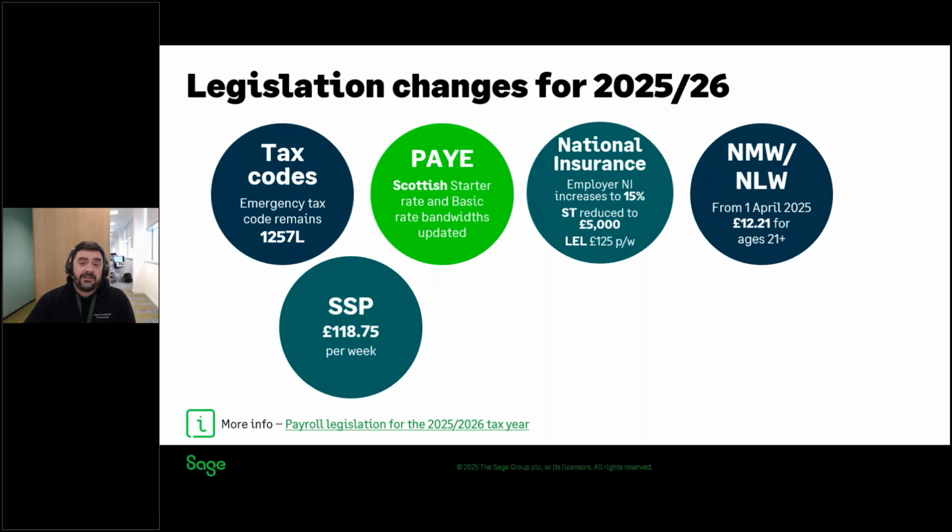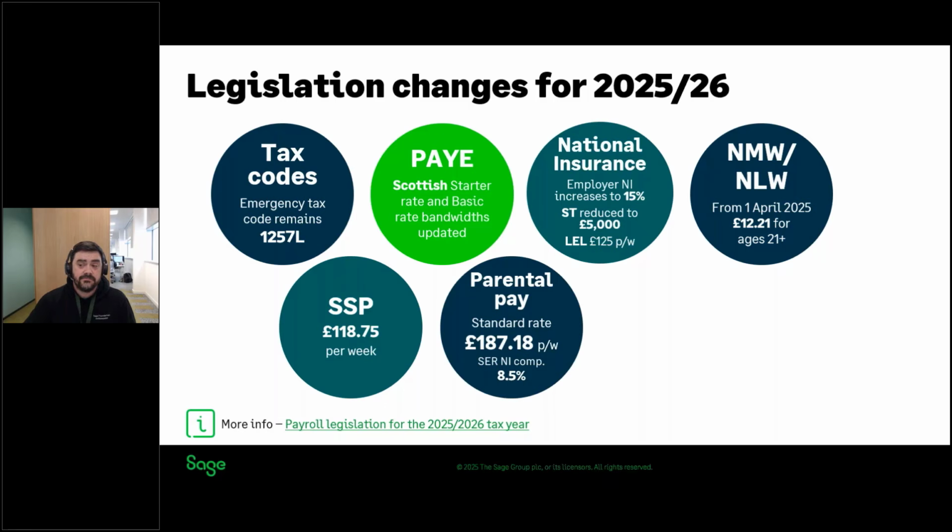On to statutory payments. Statutory sick pay goes up to £118.75 per week. And the standard rate of statutory parental payments increases to £187.18 per week. And that small employers relief NI compensation has gone up from 3% to 8.5%. Again, these are all built in to the legislation settings, so the new rates will kick in automatically for absences in the new year.